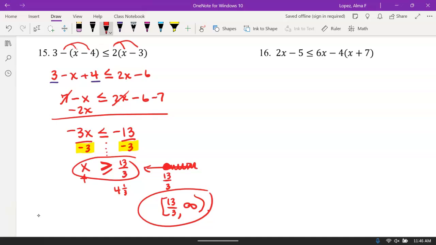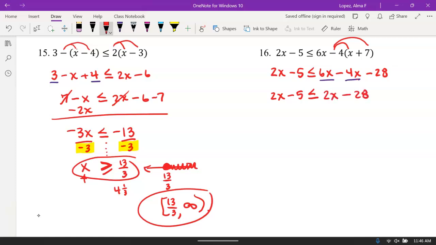Number 16, the left-hand side looks pretty good. But on the other side, I'm going to have to distribute that negative 4. So I've got 6x, negative 4 times x is minus 4x, and negative 4 times 7 is minus 28. Looks like on the right side, I've got more than one x term. I don't want that. You want to always have it as concise as possible. So I'm going to rewrite that. That is 2x minus 5. In combining 6x and minus 4x, I'm going to get 2x minus 28.